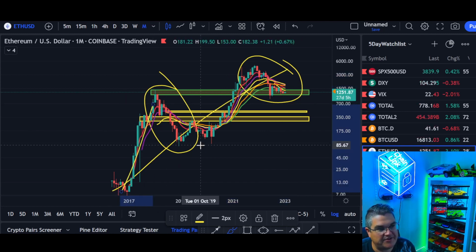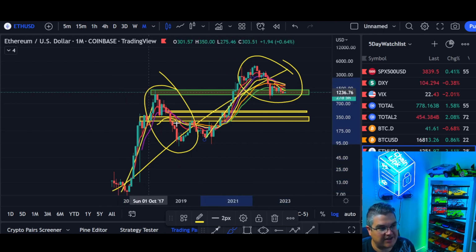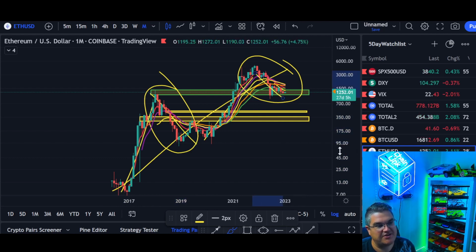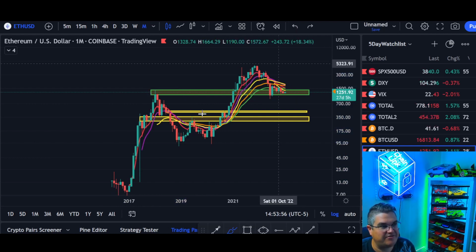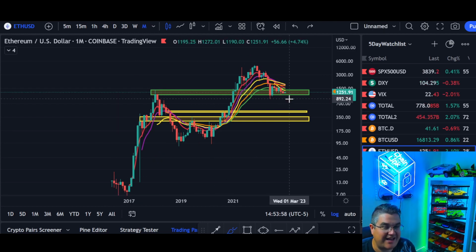This is part of the primary trend. This is part of the primary trend. Secondary trends run counter to primaries, right? So that's how that works. So for Ethereum's entire life, primary trend is up. That's exactly what you want to see.